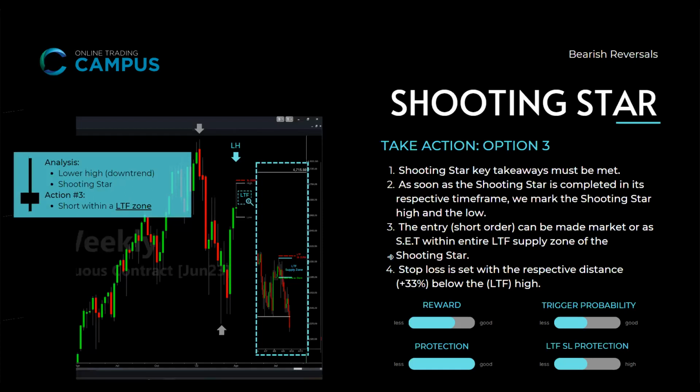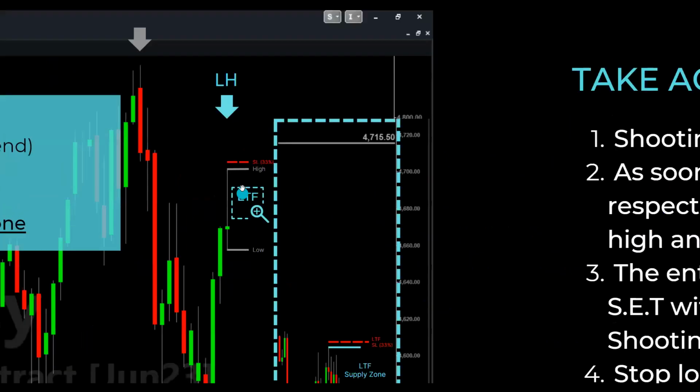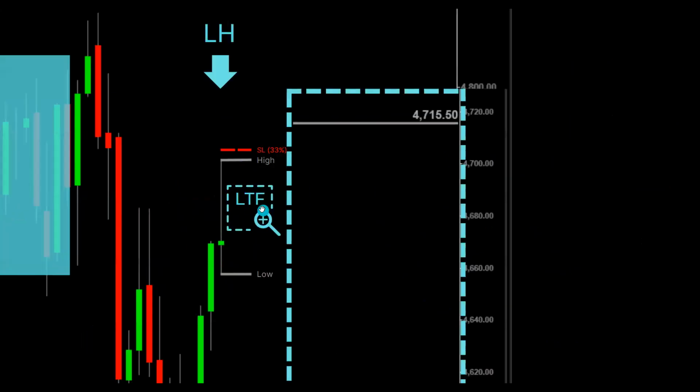I changed this point, guys, sorry. The entry short order can be made at market or as a set order within the entire lower time frame supply zone of the shooting star. Of course, it is a supply zone. It is bearish, right? That means what we have to do. Number 1, perfect. Number 2, let's mark the high and the low. And then we will go into a lower time frame.